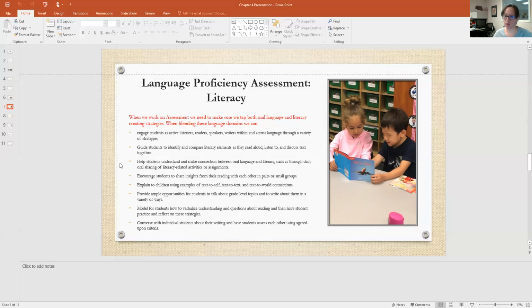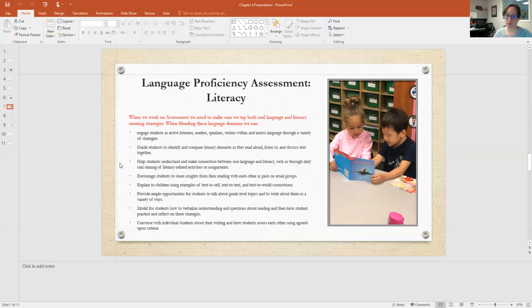And for that, I would definitely use a KWL chart for what it is that you know, what it is that we need to find out, how it connects. So provide ample opportunities for students to talk about grade level topics and to write about them in a variety of ways. It could either be little flashcards, pictures. Pictures, like I said, are worth more than we know with words.